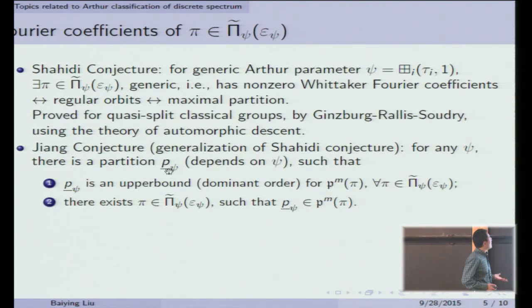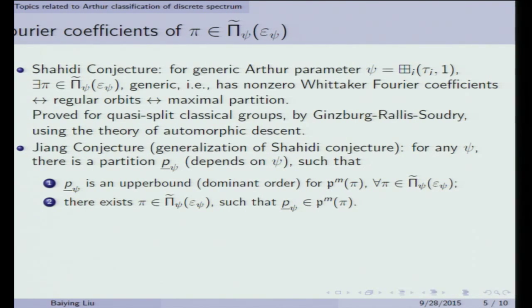So given a general other parameter, Zhang has a conjecture which generalizes Shahidi's conjecture. Namely, you can find a partition which is dependent on other parameters such that this partition is an upper bound if we consider a dominant order for pm pi, for any pi in this packet. And you can find one such that this p psi can be achieved.